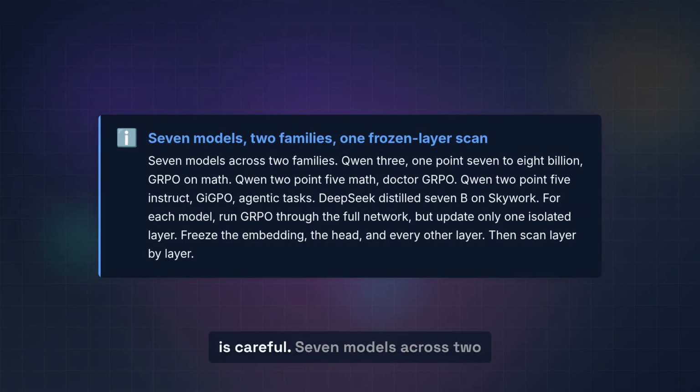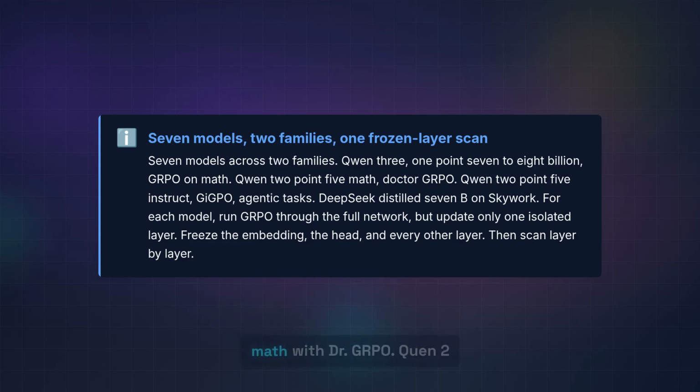The setup is careful. 7 models across 2 families. Qwen 3 from 1.7 to 8 billion parameters trained with GRPO on math. Qwen 2.5 math with Dr. GRPO. Qwen 2.5 instruct with GRPO on agentic tasks. And DeepSeek distilled 7B on Skywork. 3 RL algorithms, 2 task domains.